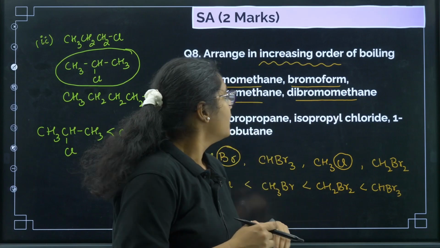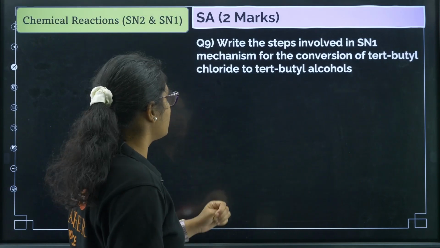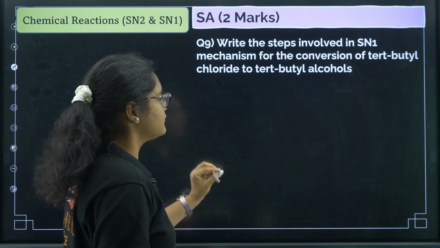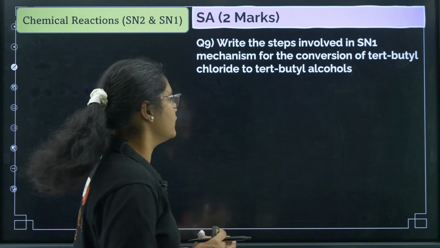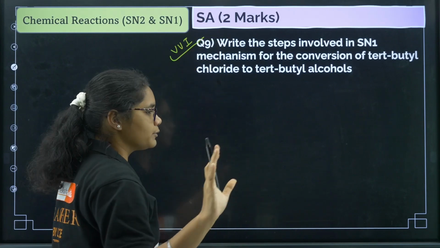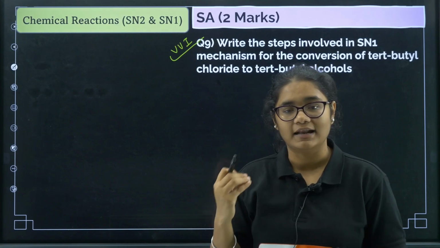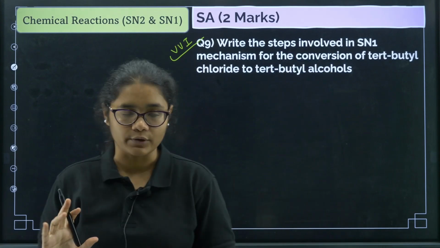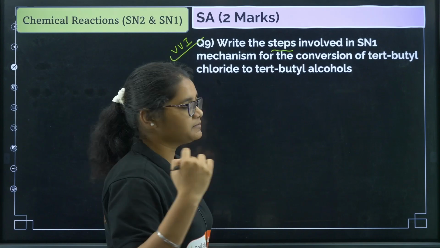Okay, fine. Next is question number 9 here. Write the steps involved in SN1 mechanism for the conversion of tert-butyl chloride to tert-butyl alcohol. This is the most important question of this chapter. Every year you can expect SN1 and SN2 mechanism questions. Okay, so first of all it is asking steps involved. You just need to write the steps involved here.